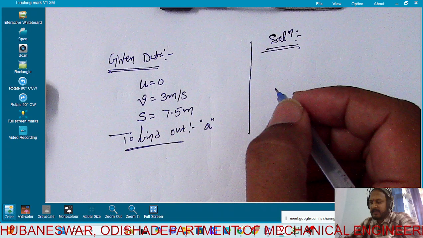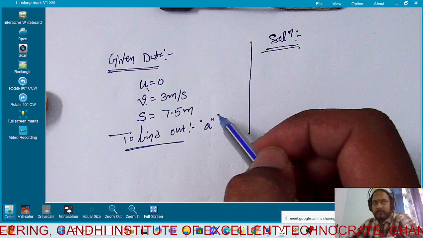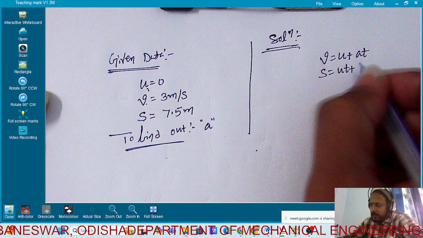So let us solve. Here you see initial velocity is given, final velocity is given, displacement is given to you. You have to find out acceleration. Out of those 3 equations, which equation are you going to use? I am writing those equations. V is equal to u plus at, S is equal to ut plus half at square. In these 2 equations, time t is there, but we are not given time here.